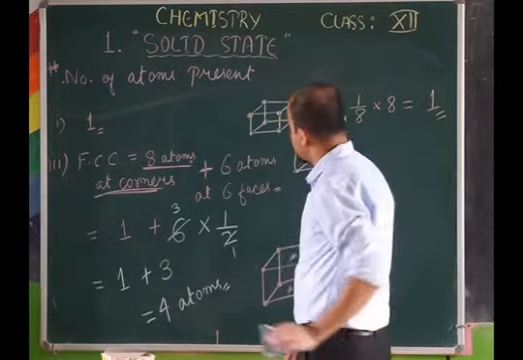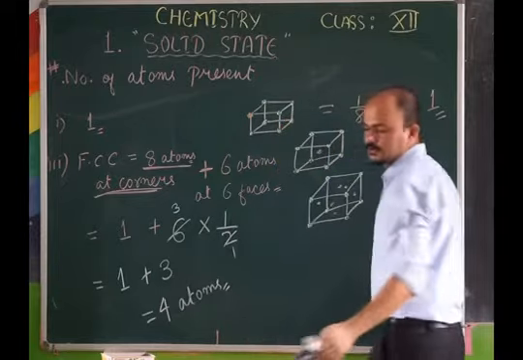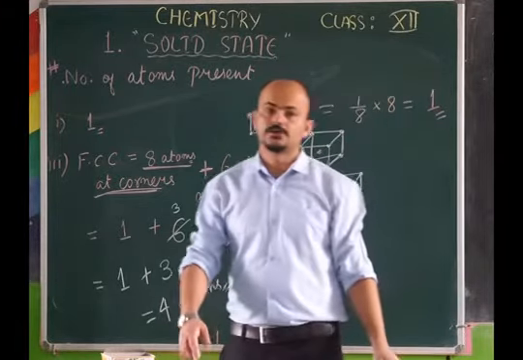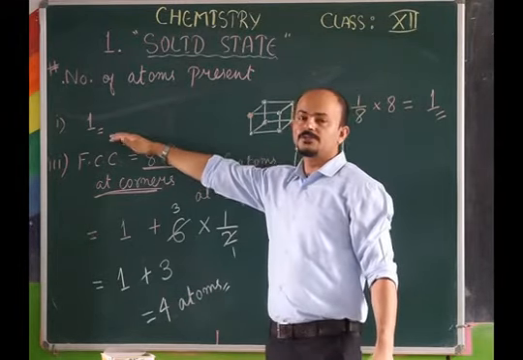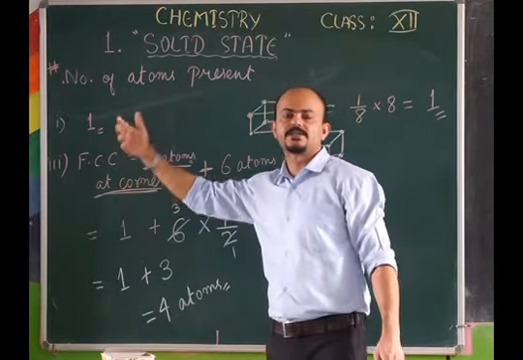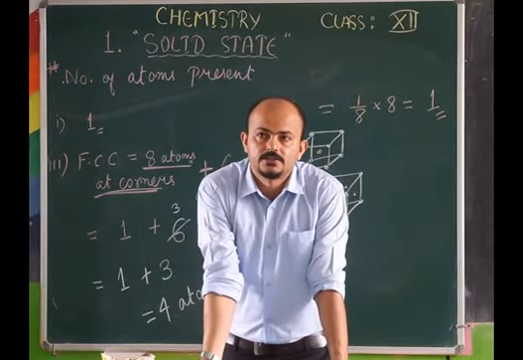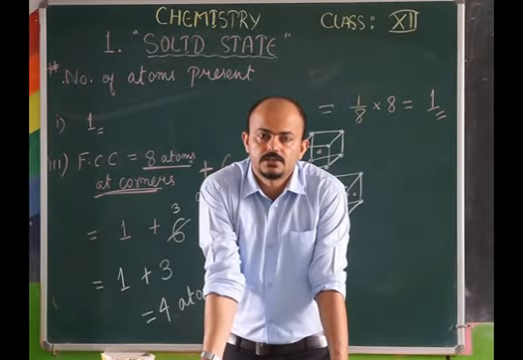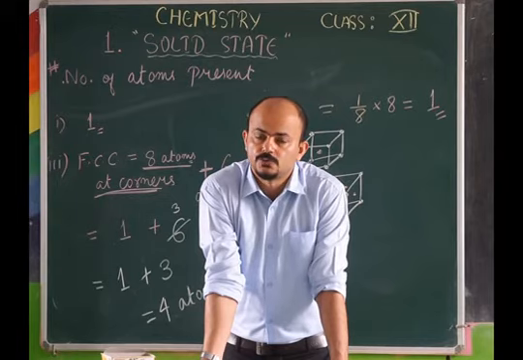Okay, this is very, very important. In your book, you have the calculation of the number of atoms in the primitive, face centered cubic cell, and the previous one, the body centered cubic unit cell. It is in your syllabus, and this is very important. You need to understand this because numericals will be asked from this portion.